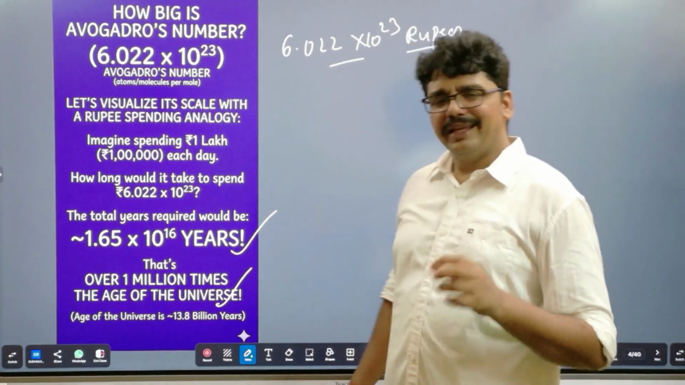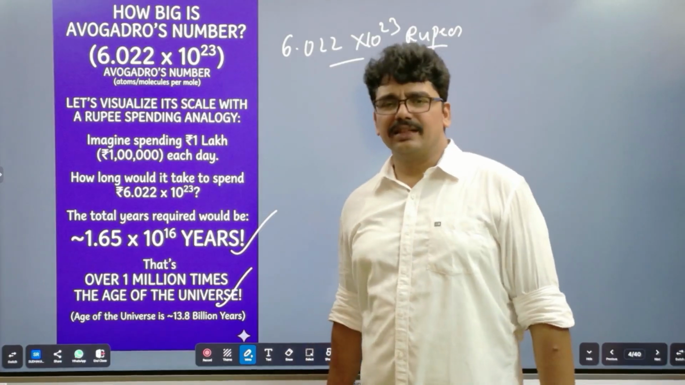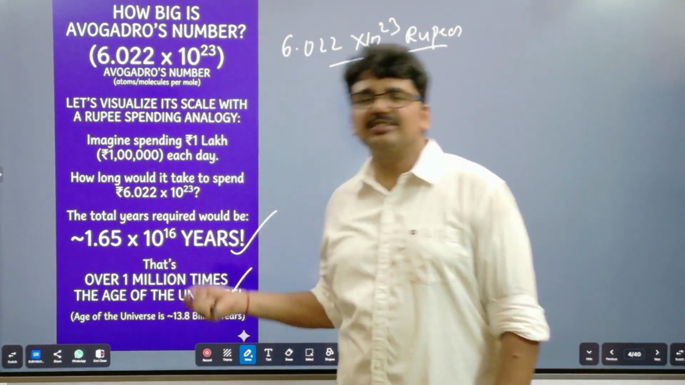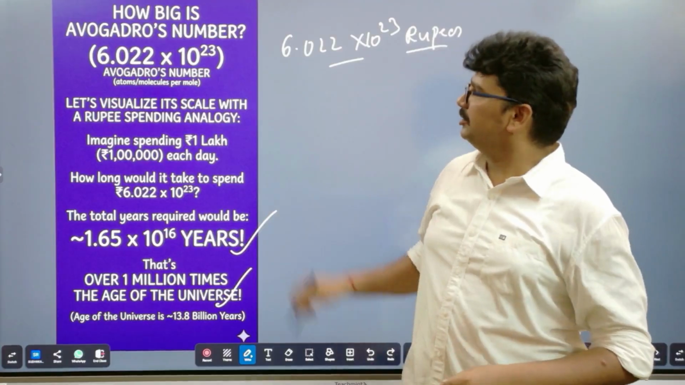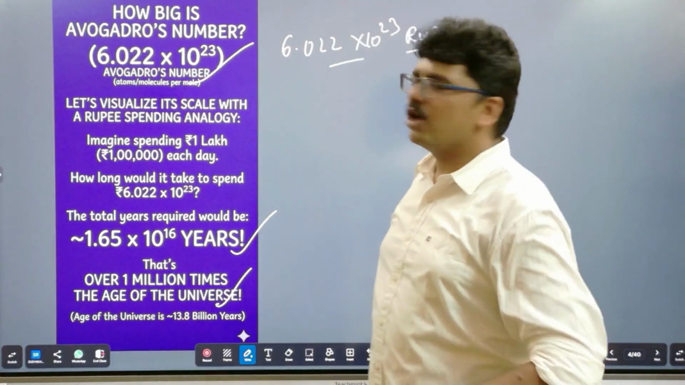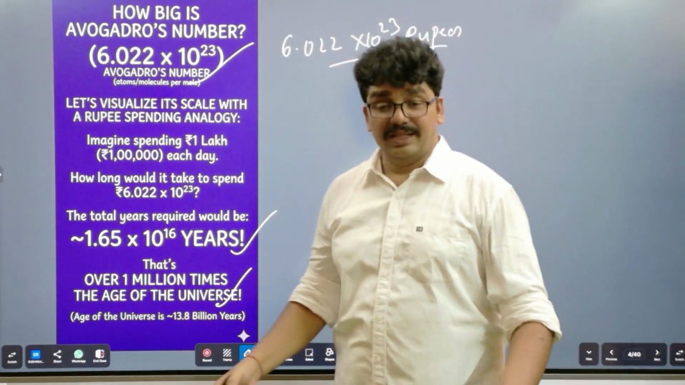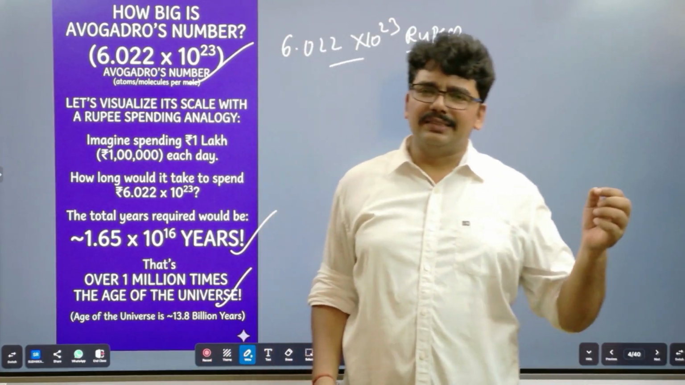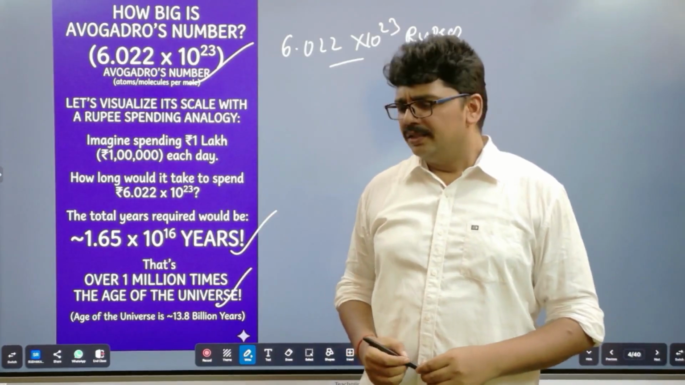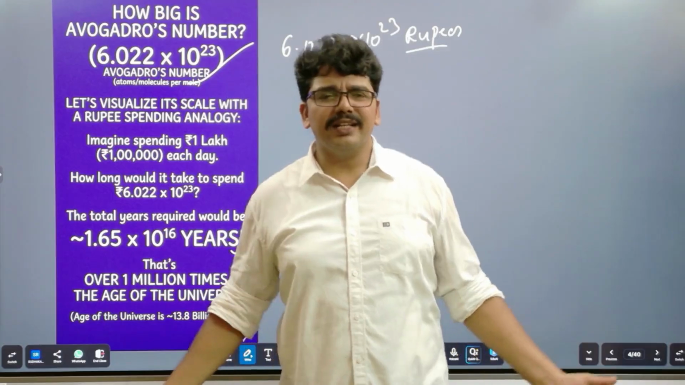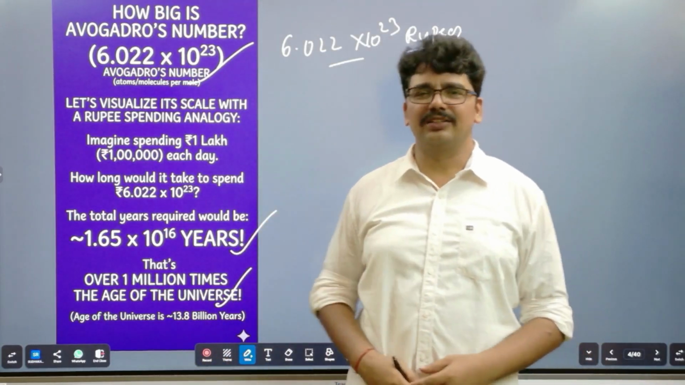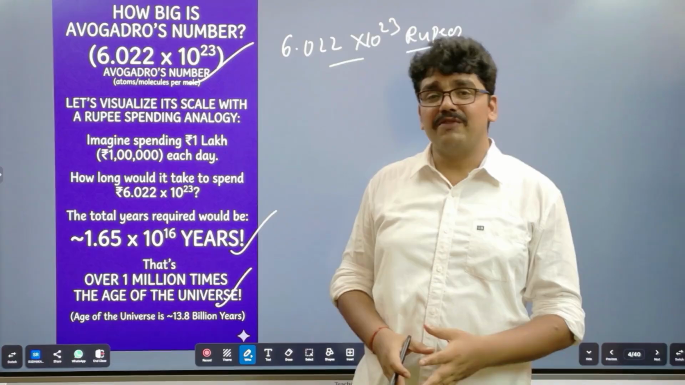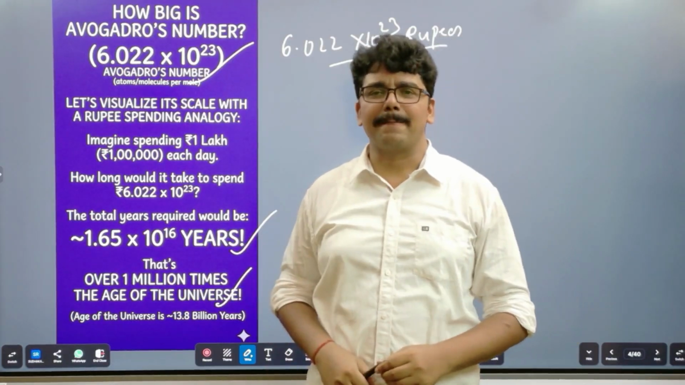See, the age of the universe is approximately 10 power 10 years. That means 10 power 6 times it is greater than the age of the universe. So that is the hugeness of Avogadro number. If someone says I am millionaire, what is millionaire? Millionaire means person is having 10 power 6 dollars. If someone says I am billionaire, billionaire means the person is having 10 power 9 dollars. So you say I'm avogadronaire. Avogadronaire means the person is having 10 power 23 dollars.